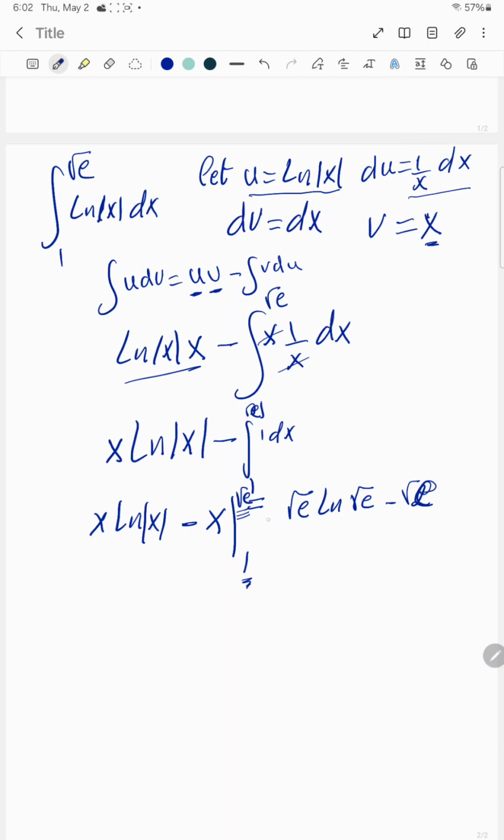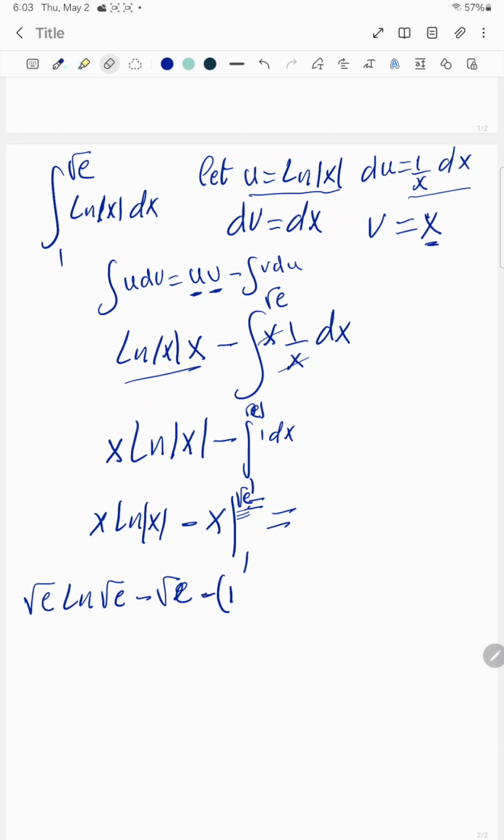You know what? Let's write it on a new line. It's better. So it's equal to square root of e ln of square root of e minus square root of e minus, and I open my parentheses, 1 ln of 1 minus 1.